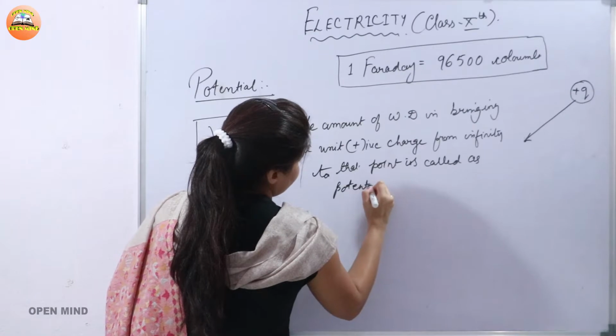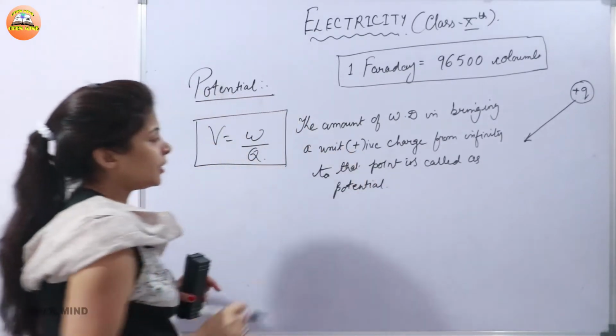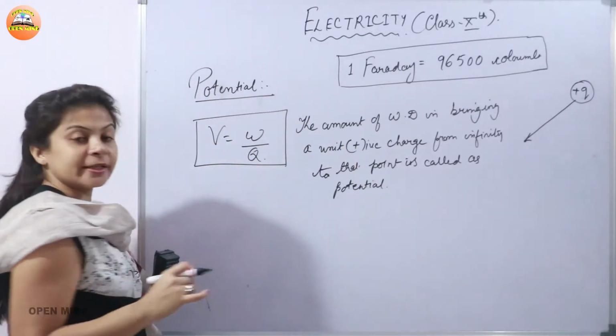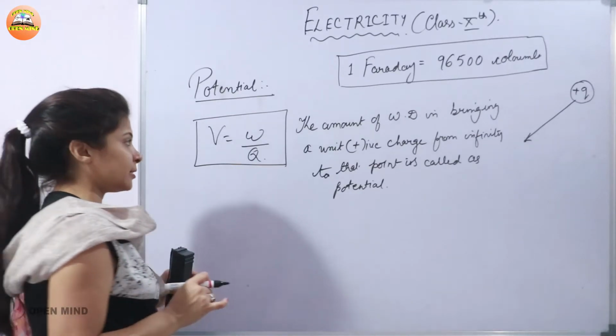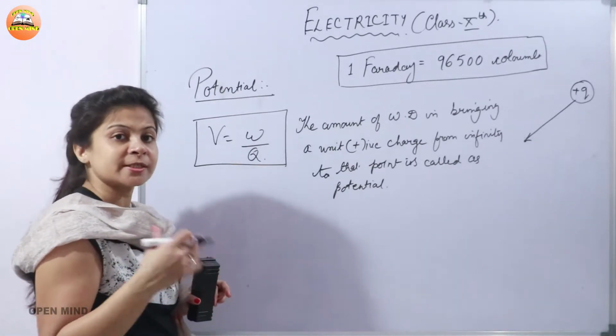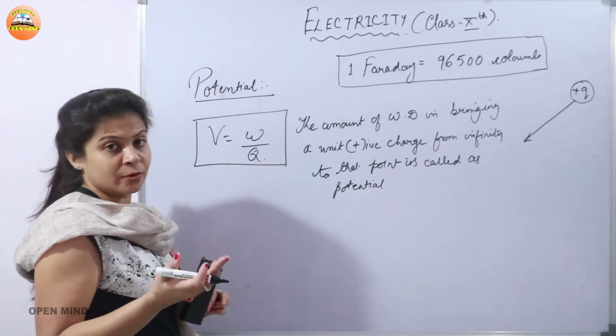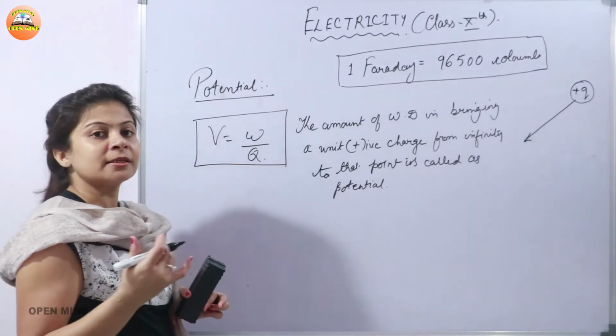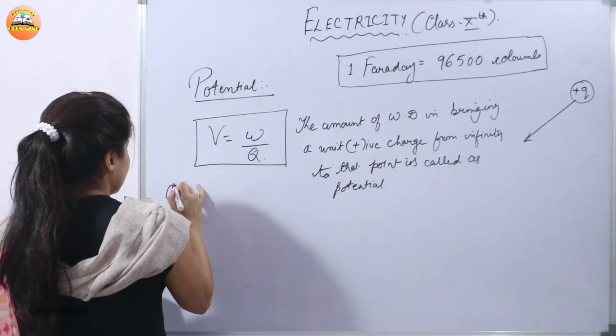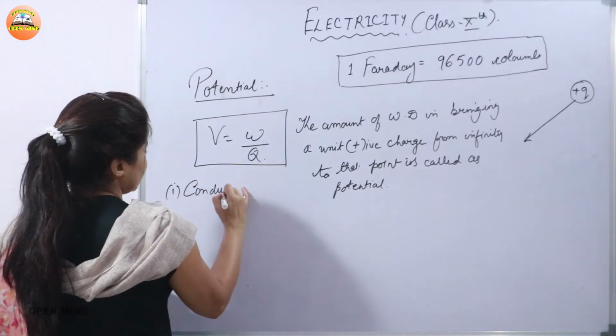So I hope you people understood what is potential. Now with this, you know that there are three types of substances, or you can say there are three types of elements. The first is the conductor, the second is the semiconductors, and the third is the insulators. Now do you know the differences between these three?